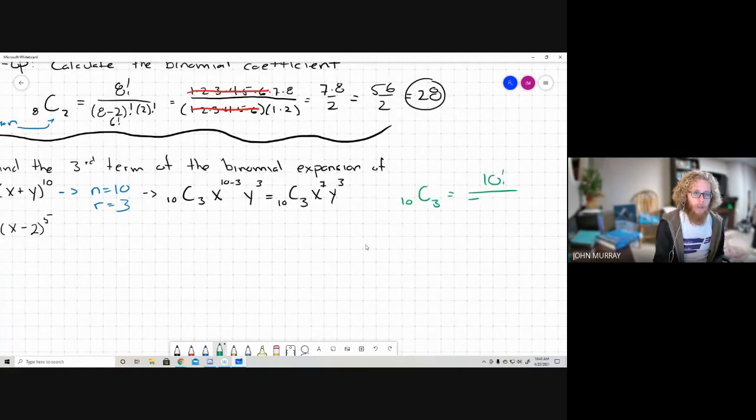That's going to be 10 factorial, and I'm just going to skip a step and do 7 factorial over 3 factorial. So a little different than we saw before. 5, 6, 7, 8, 9, 10. And you don't have to do this every time. I'm just doing it because I don't feel like grabbing the calculator.